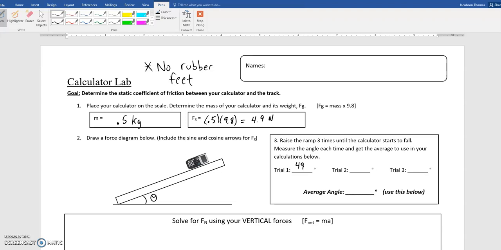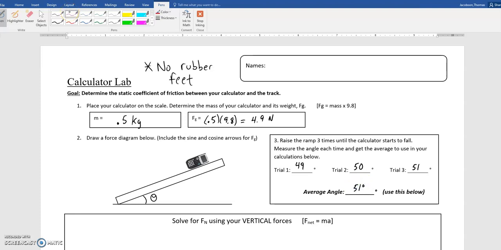We lower the ramp, and then we raise it back up again, and maybe we get 50 degrees. And then we do the same thing again, and maybe we get 51 degrees. So we've done our 3 trials, and the average angle right there is 51 degrees.